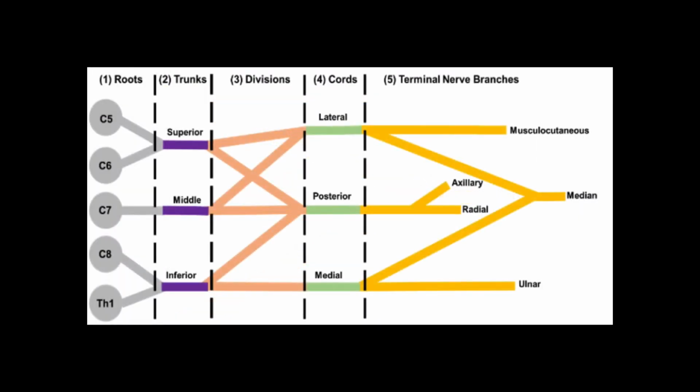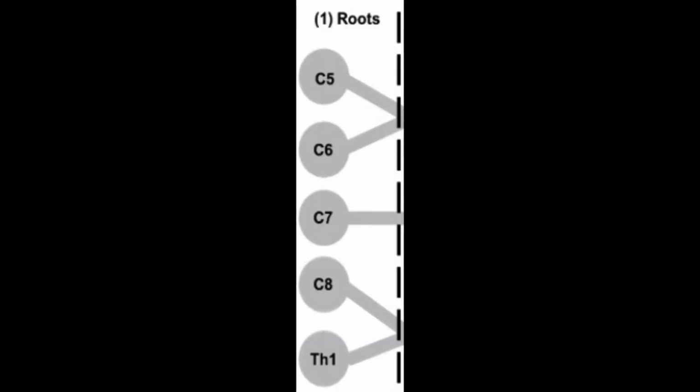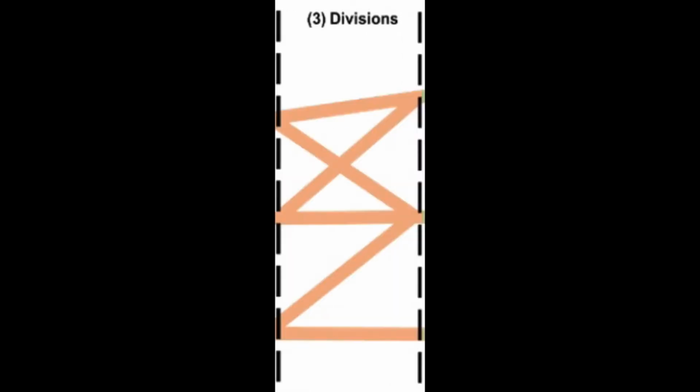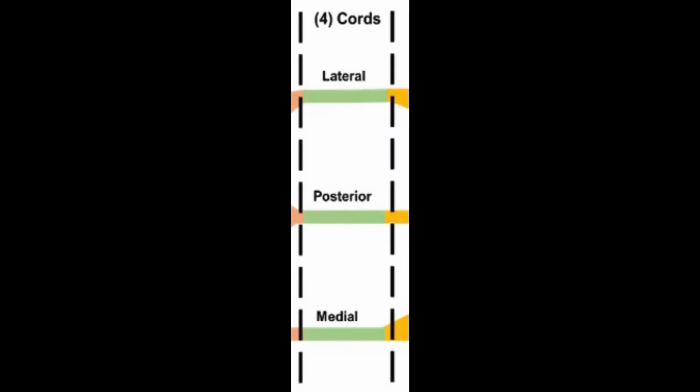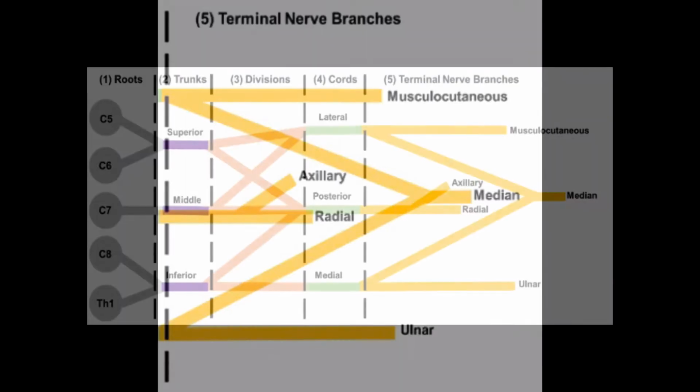So how can we go about recalling their order of branching? By using this simple mnemonic device. Risk takers don't cautiously behave. So risk stands for our roots, takers represents our trunks, don't represents the divisions, cautiously is for our cords, and finally, behave represents our terminal nerve branches for the B in branches.